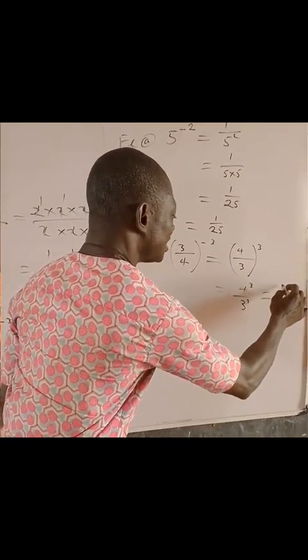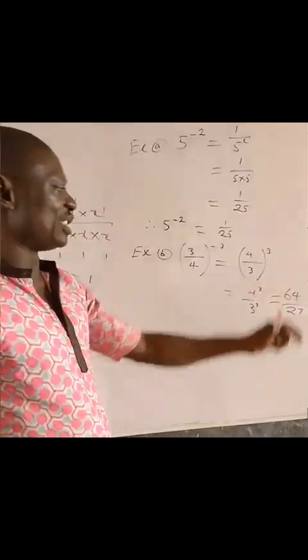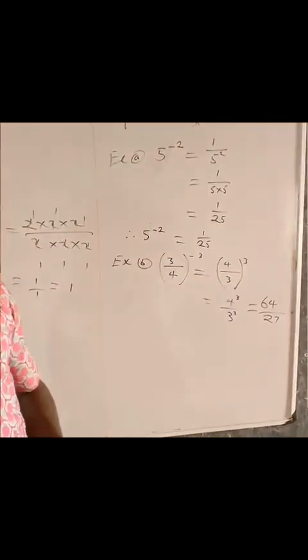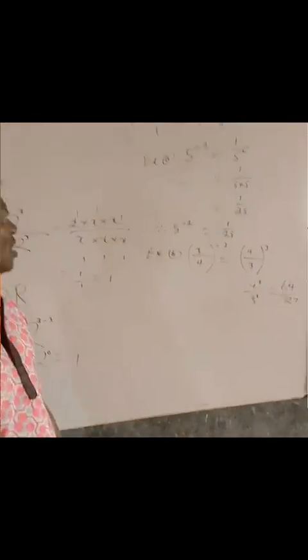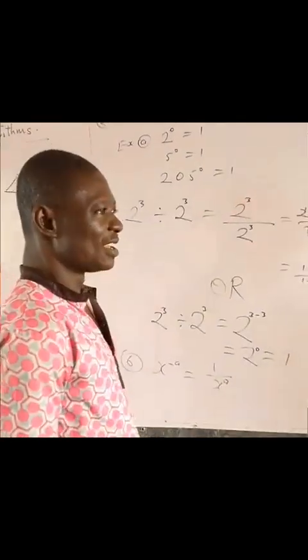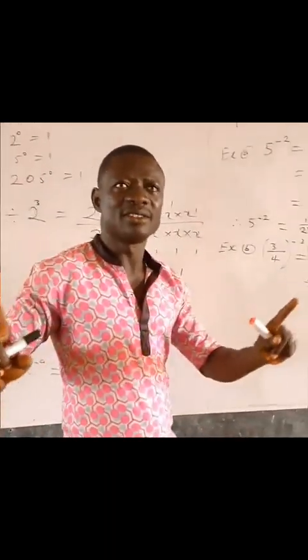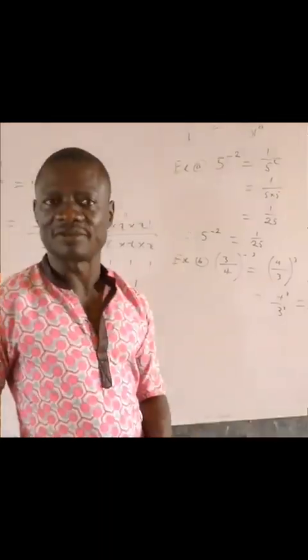Or we have it as 61 over 27, leaving it as an improper fraction. That becomes the answer, which we can as well change to a mixed number. So that is about law number 6. Then the last one today is going to be law number 7.